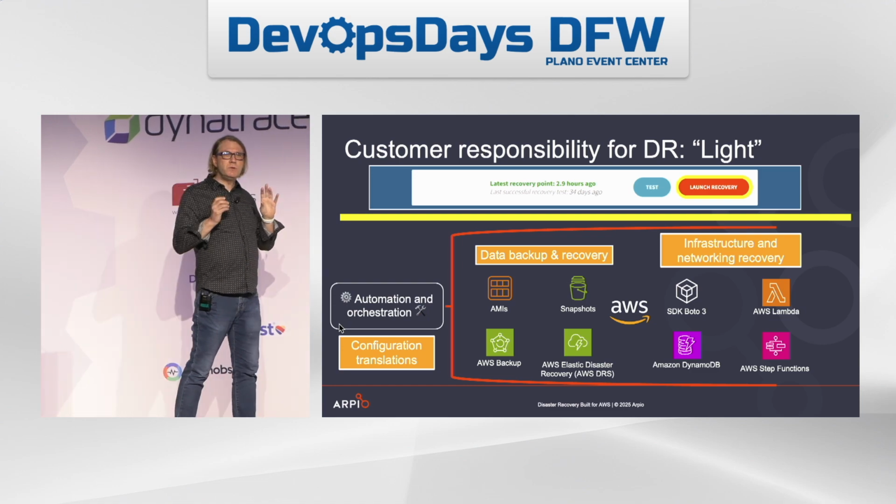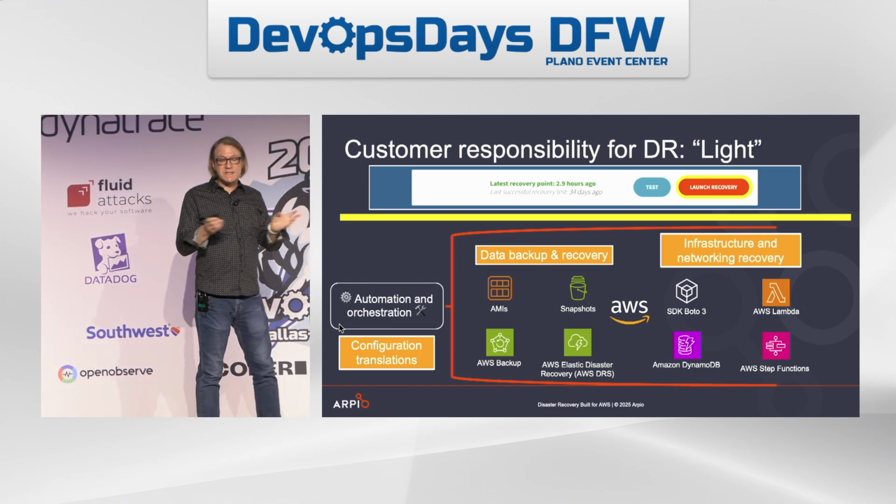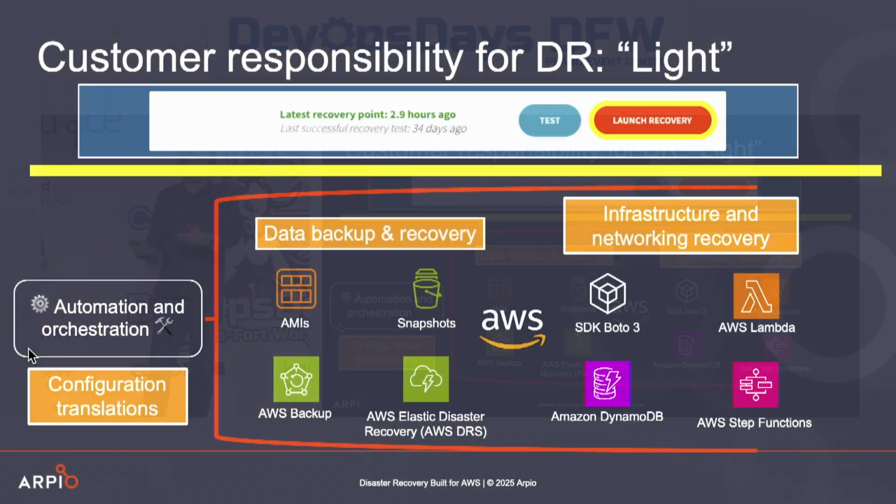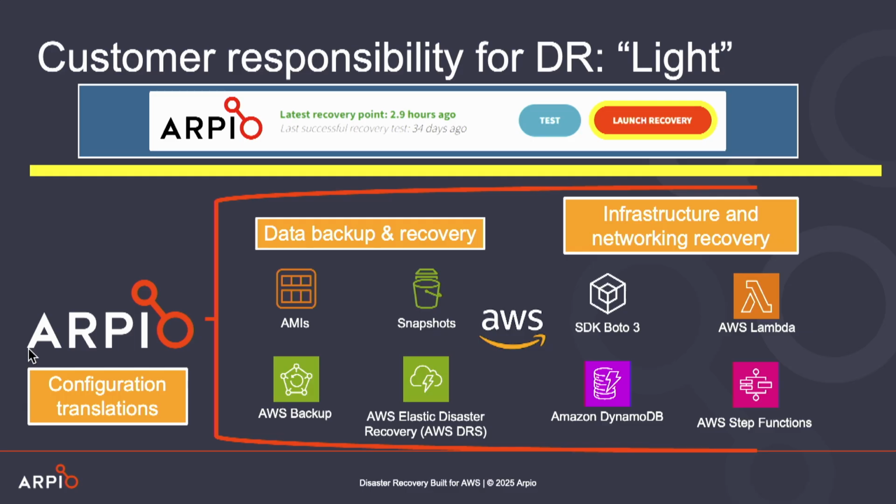I want to do the automation and orchestration of all these things on the bottom, and I only include a few things, a few icons there, but there really should be dozens of icons there across Backup and Boto3 and using Step Functions and everything else. And I want this all orchestrated for me to back up and restore my data, back up and restore my infrastructure and networking, and do any configuration translations I need. I want that all orchestrated for me. Now, it just so happens that the company I work for, RPO, does this. This is what they do.